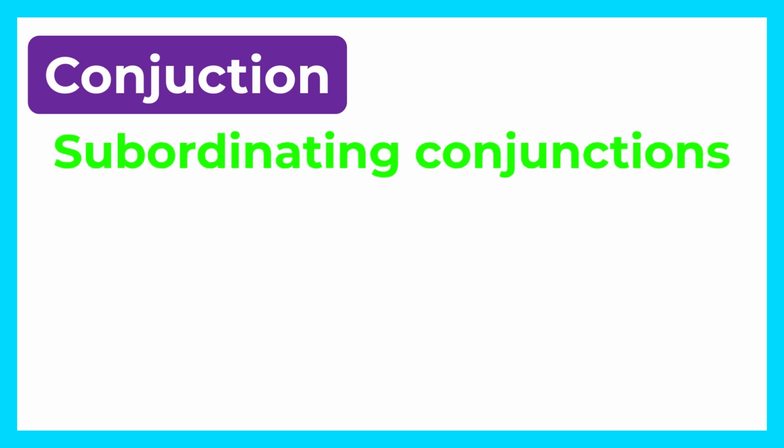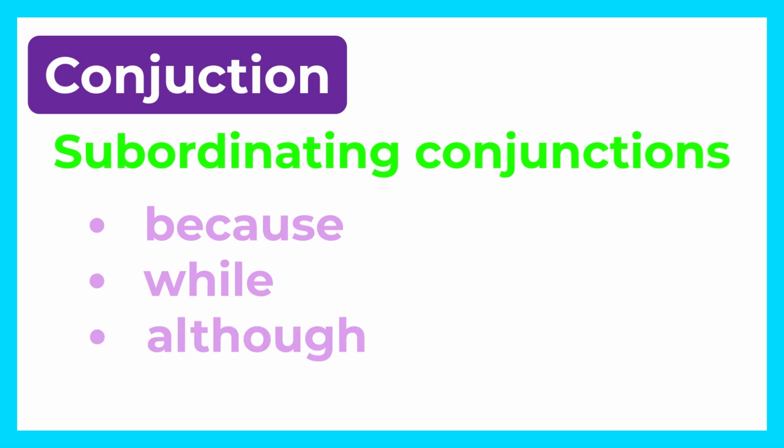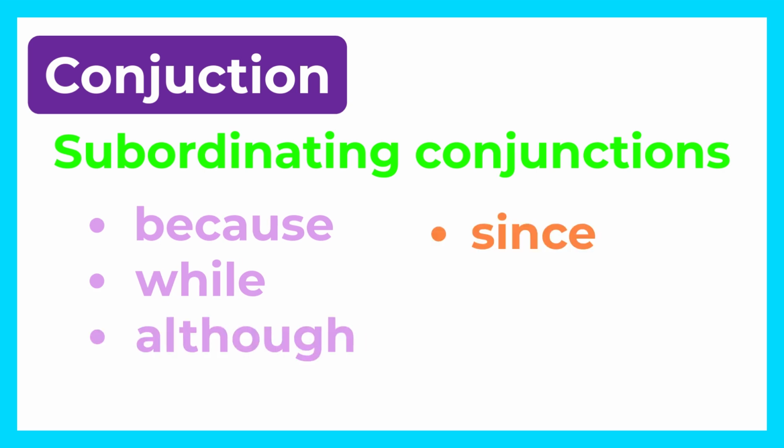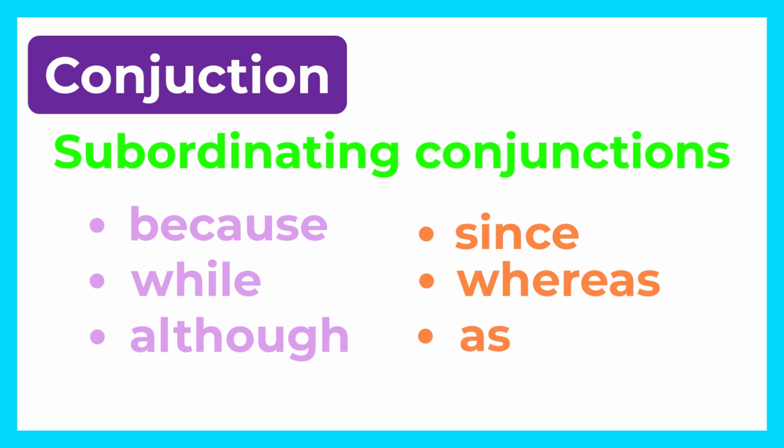A subordinating conjunction joins a dependent and an independent clause. Some examples of subordinating conjunctions are because, while, although, since, whereas, as, and many more.